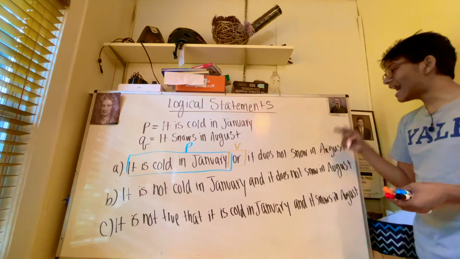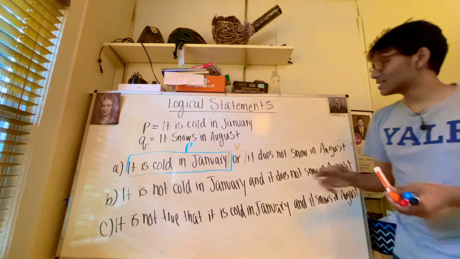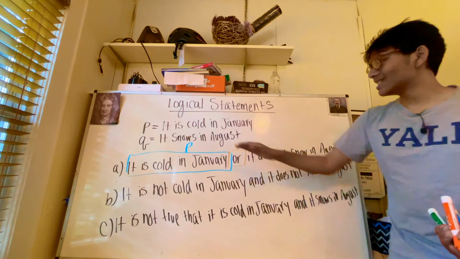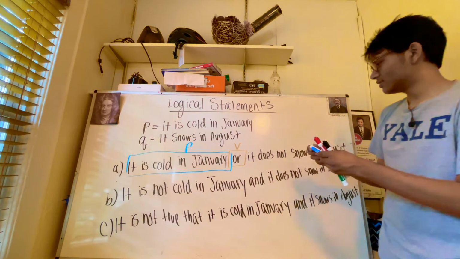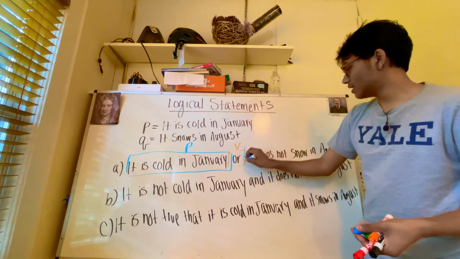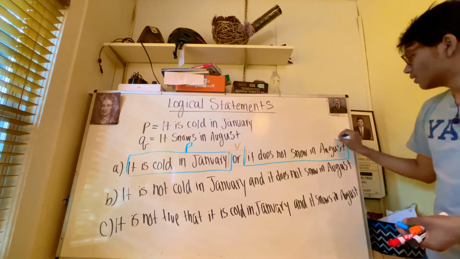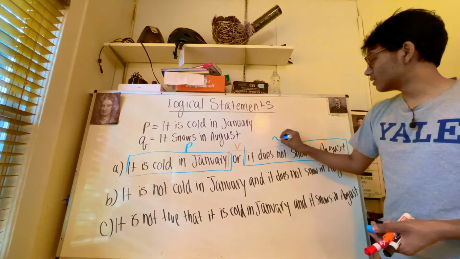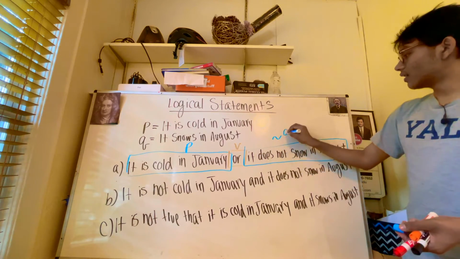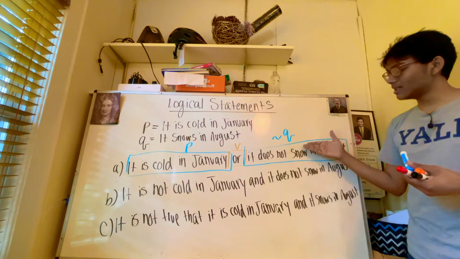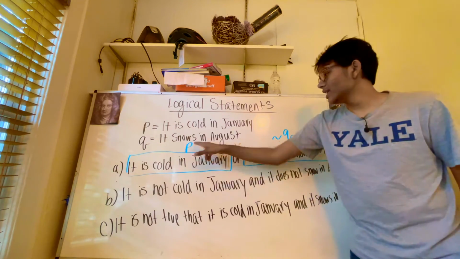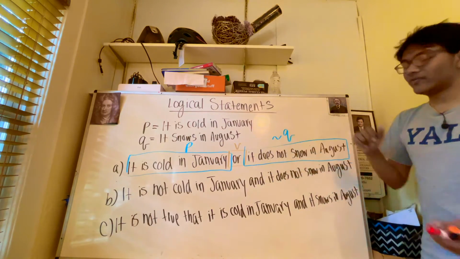Or, it does not snow in August. So that's the negation of Q, right? So this right here, our second statement, it does not snow in August. Well, that's just the negation of Q. That's how you show negation. So to represent the whole statement in symbolic form, we just write P or the negation of Q.